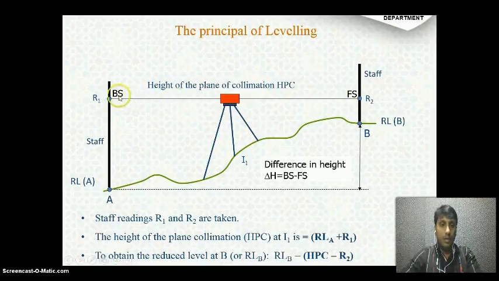Now the important thing is BS and FS. BS is known as backsight and FS is known as foresight. In the next slide we can get the definitions where we can clearly understand what is backsight and what is foresight.